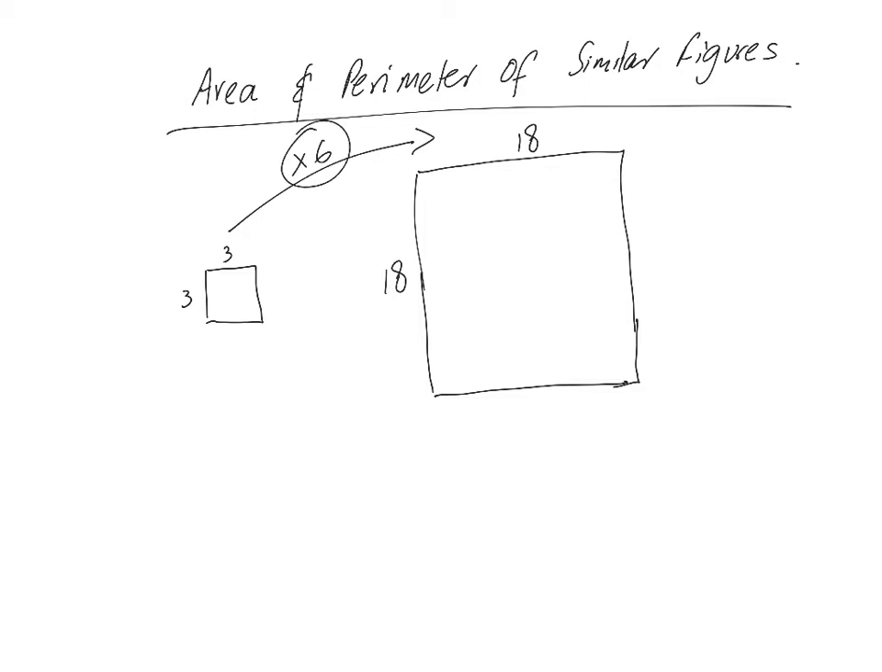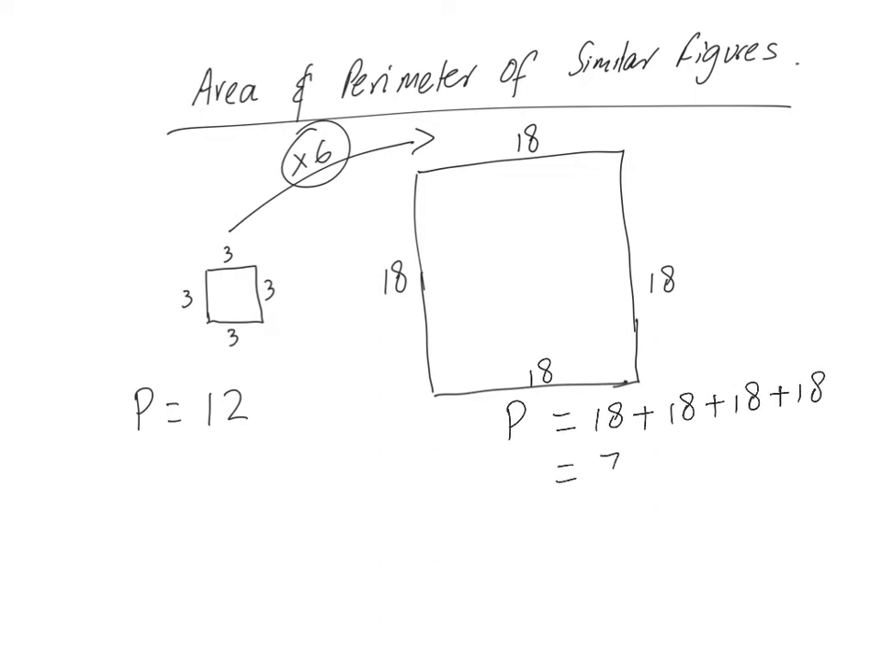So let's find the perimeter. What's the perimeter in this case? The perimeter is 3 plus 3 plus 3 plus 3, which is 12 over here. But over here it's 18 plus 18 plus 18 plus 18, right? So that's 72. So the perimeter has gone up by 6 times, right?